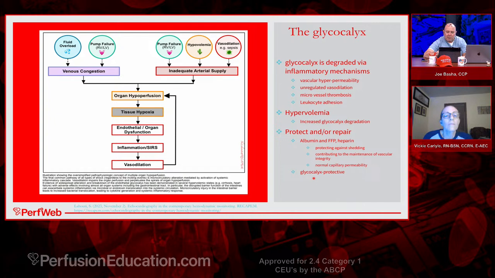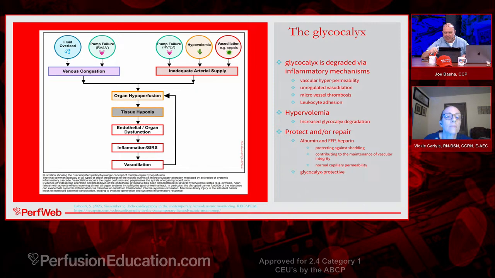And here you see fluid overload and pump failure, RV and LV, ends up with venous congestion, which comes down here. And then you have pump failure, hypovolemia, vasodilatation, whether it be from sepsis or systemic inflammatory response syndrome. It gives you an inadequate arterial supply, which comes down here, which ends up creating organ hypoperfusion, leading to tissue hypoxia, endothelial organ dysfunction, systemic inflammatory response syndrome, and vasodilatation, which comes back up here. And this continues to perpetuate itself, leading to multi-organ system dysfunction and failure, and then later death.